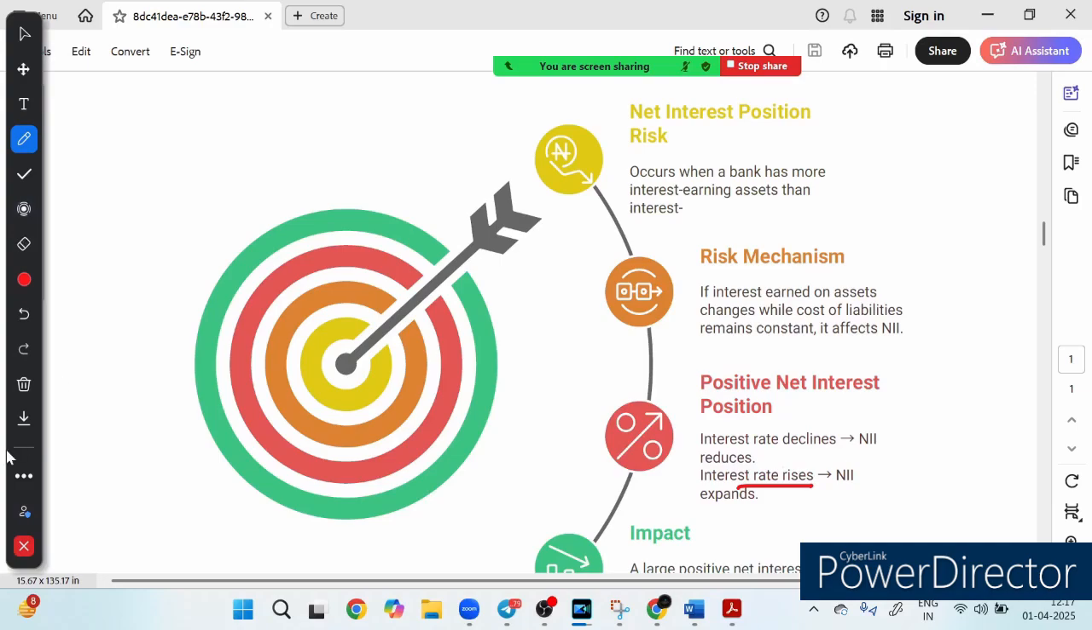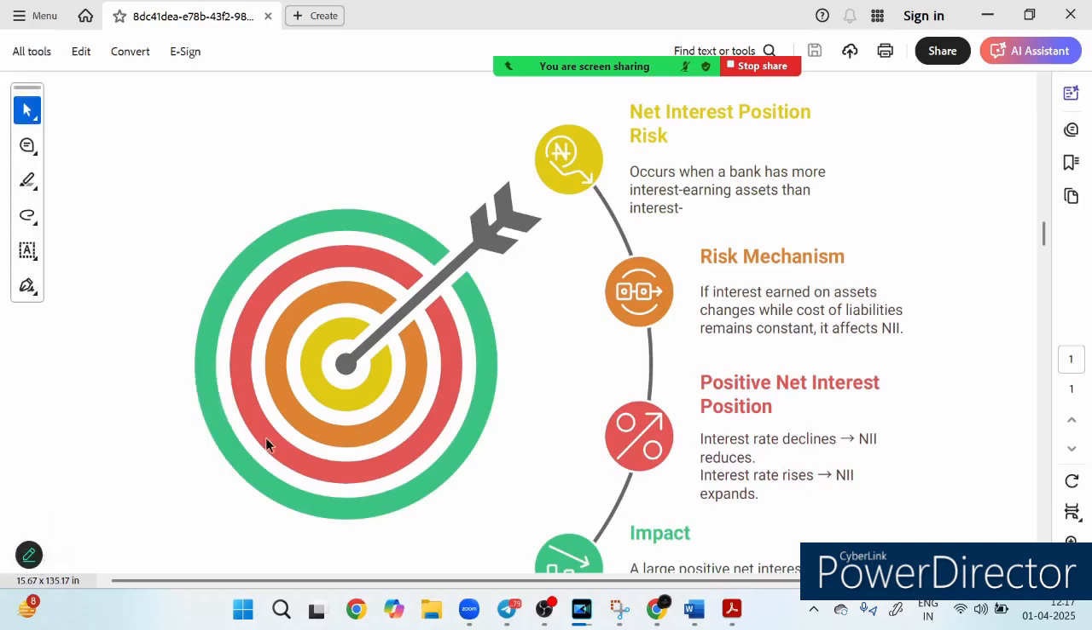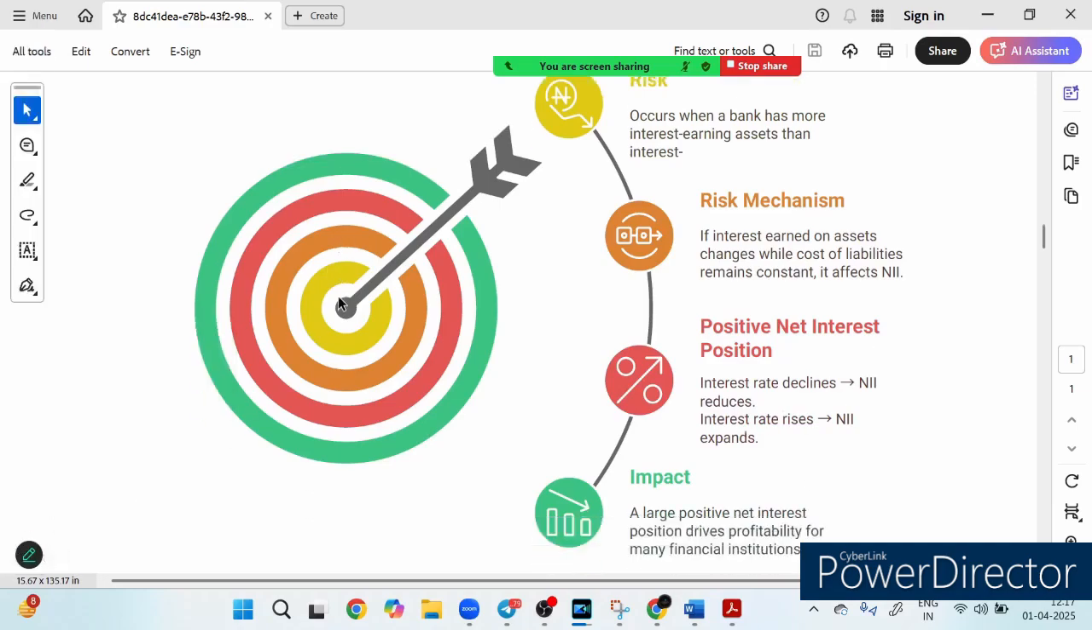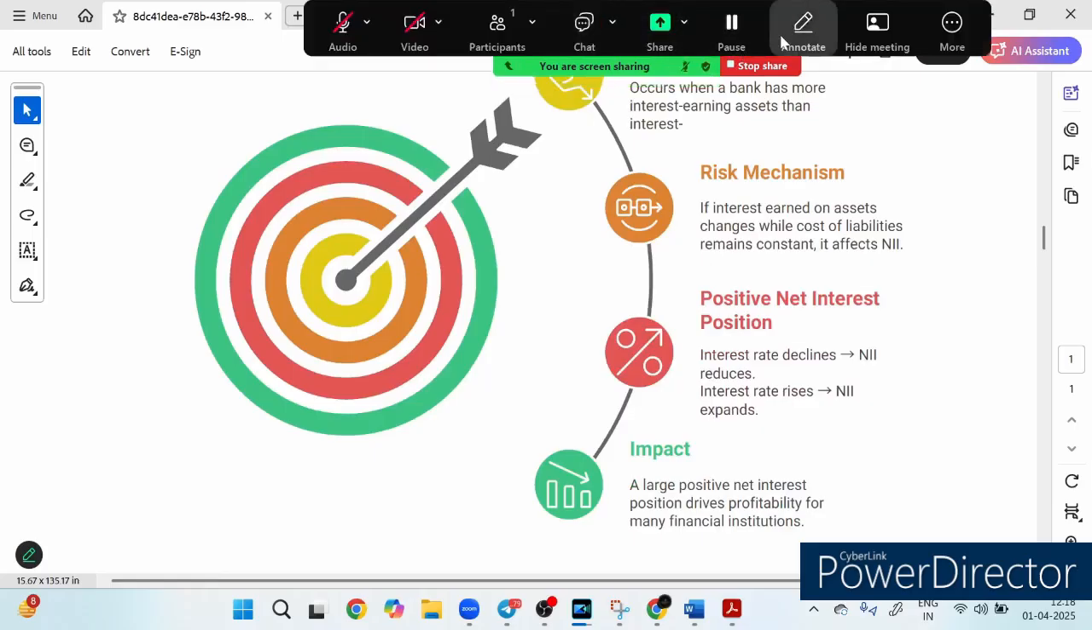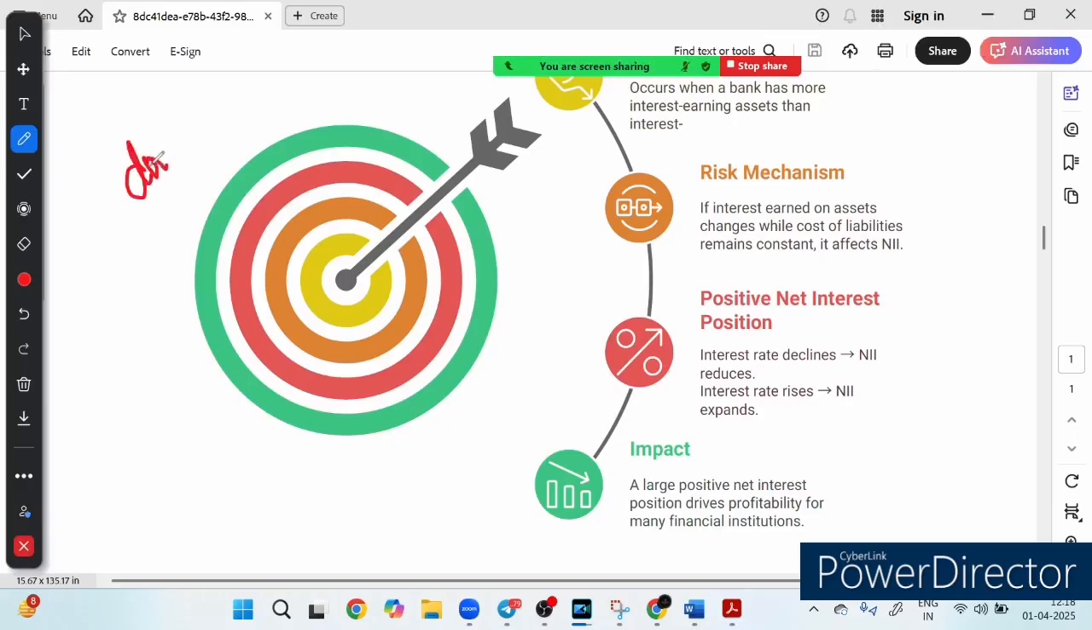So why does it matter? What is the impact of it? Because a large positive net interest position can be a double-edged sword. Yes, remember, a large positive net interest position can be called a double-edged sword. Why is it called double? You might have heard of this word. Let me write it down. Double-edged sword, yes.